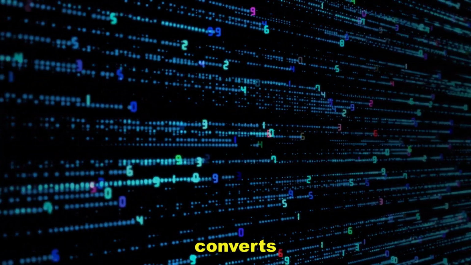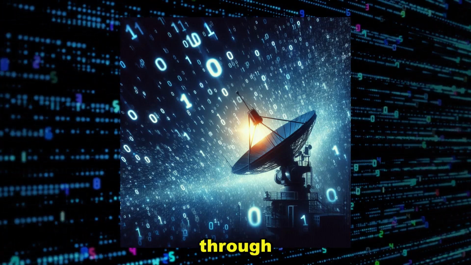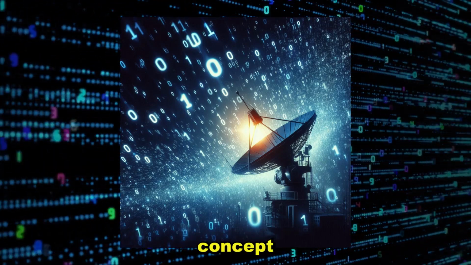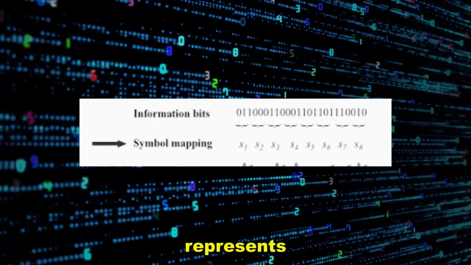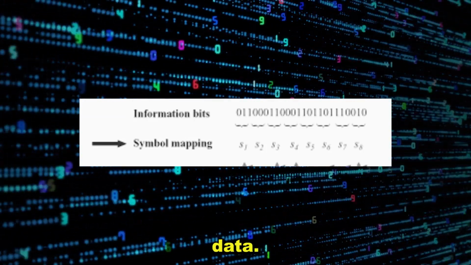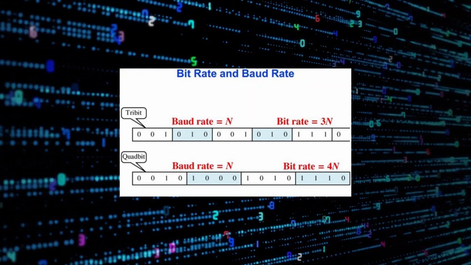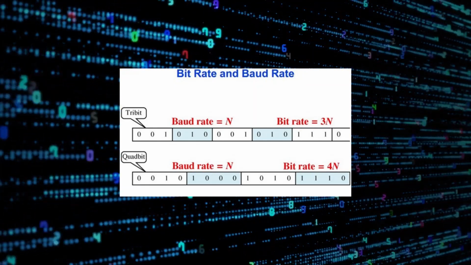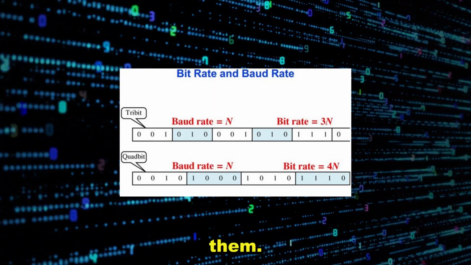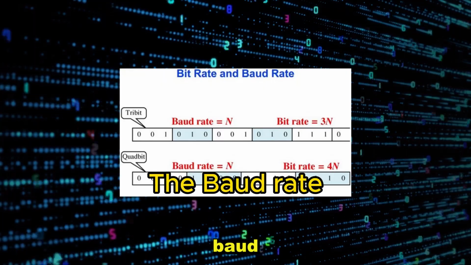Digital modulation converts binary data into radio signals that can travel through the air. An important concept here is the symbol. A symbol is a pattern that represents one or more bits of data. They are used to make data transmission more efficient. For example, if 3 bits represent several voltages, we need 8 symbols to describe them, and the rate of the symbols is also known as the baud rate.